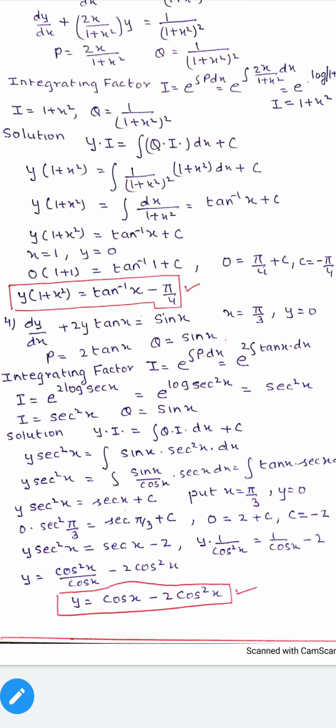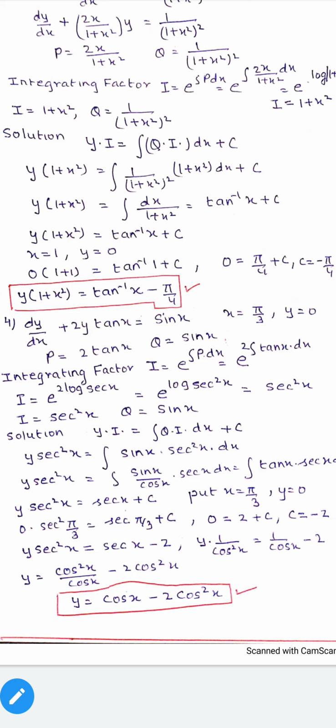Put x is equal to pi by 3 and y is 0. So left side becomes 0 and sec pi by 3 is 2. We get the value of c as minus 2. Y into sec square x is equal to sec x minus 2.